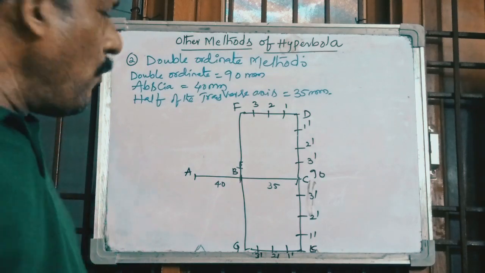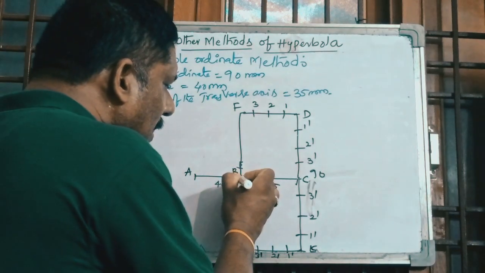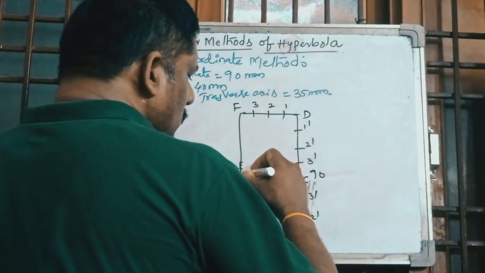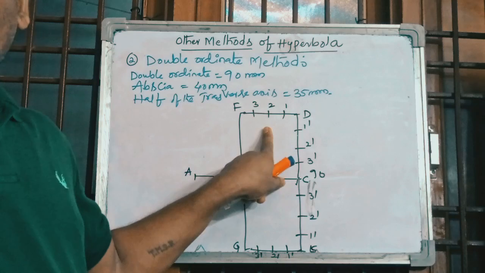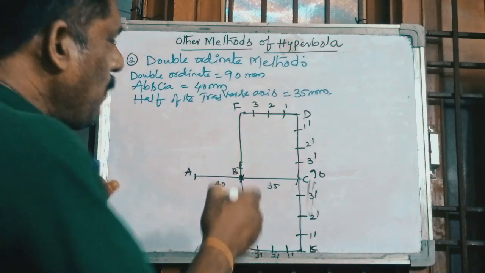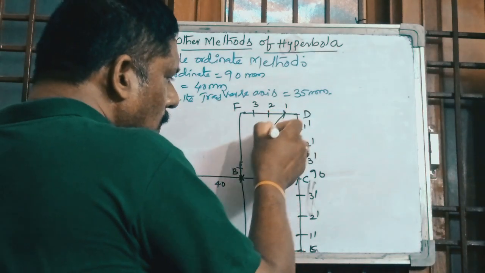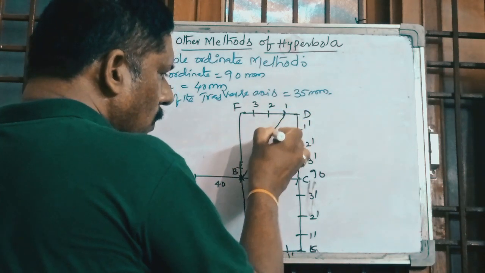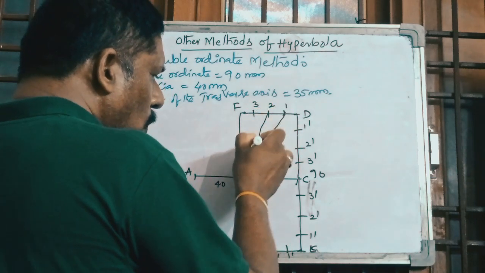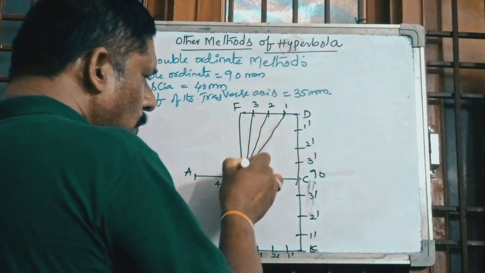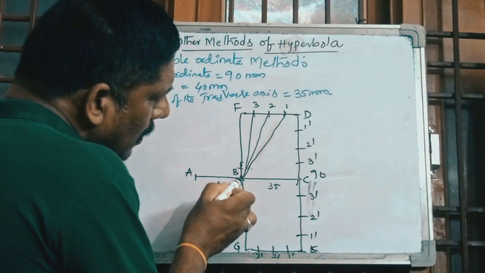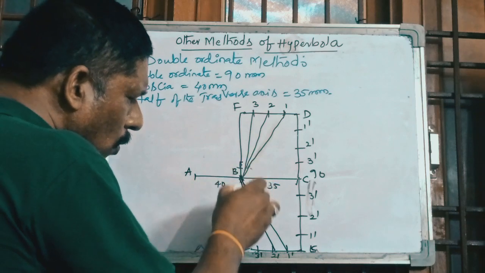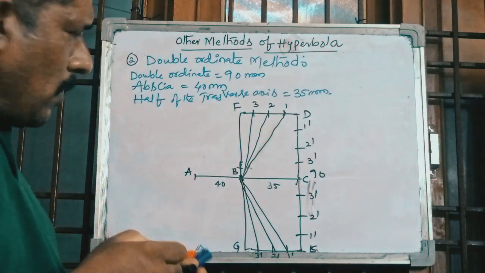Okay. Now from this double ordinate point, B point, join all the points to the topmost point. Suppose B to 1, and 2 to B, 3 to B. In the same manner, B to 1, B to 2, B to 3. Okay.